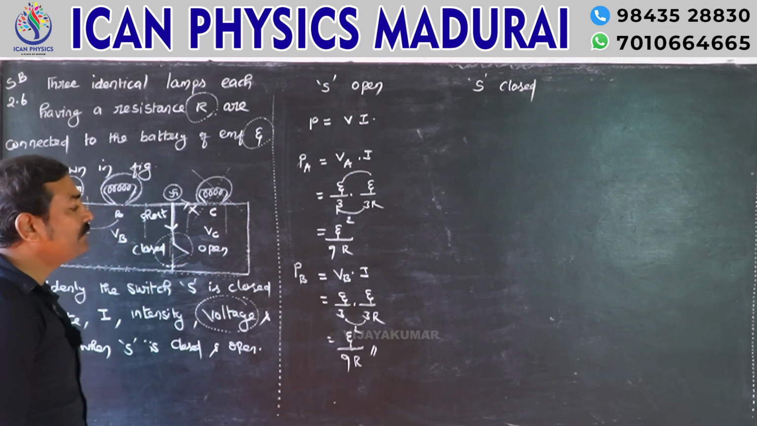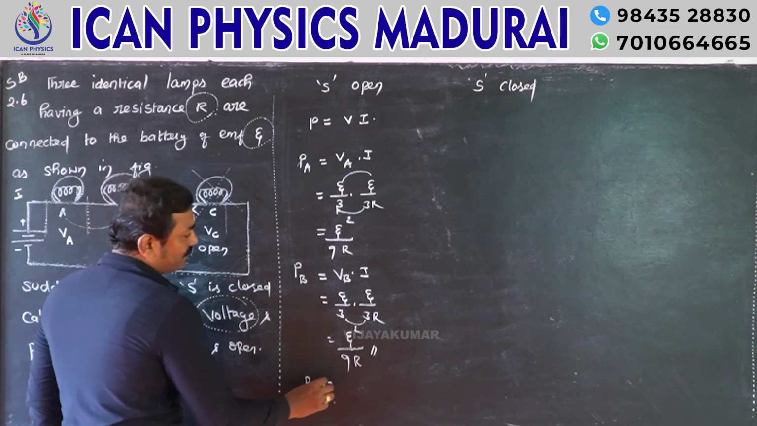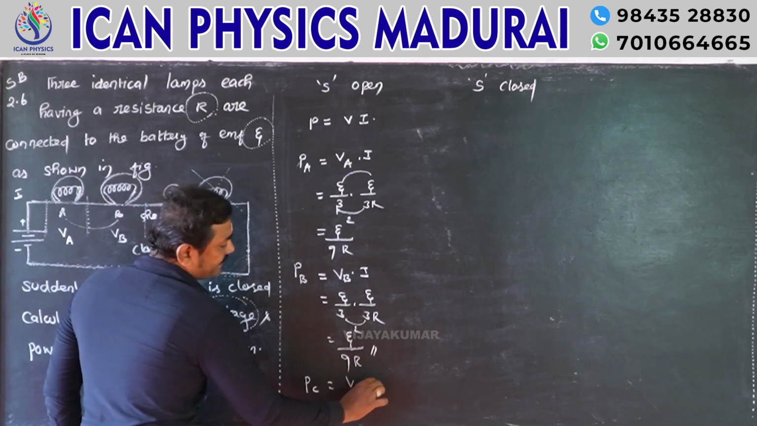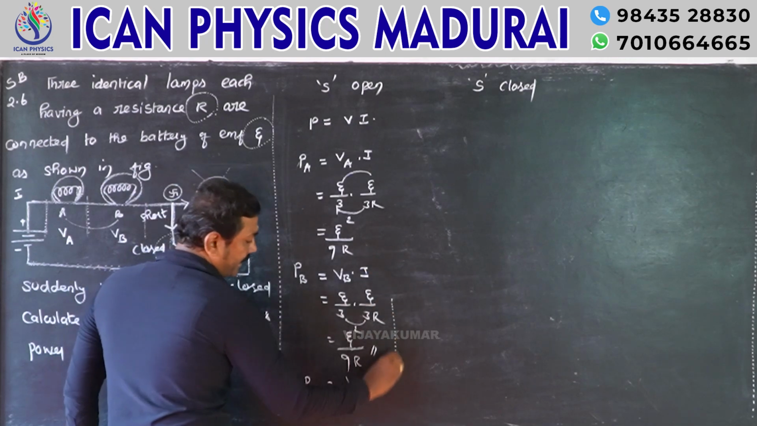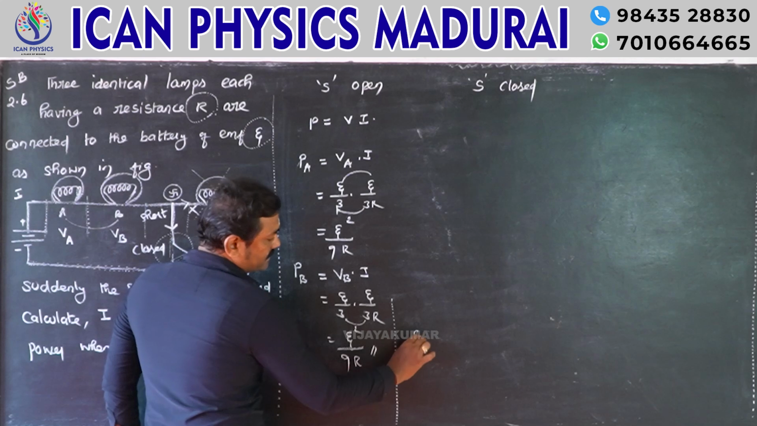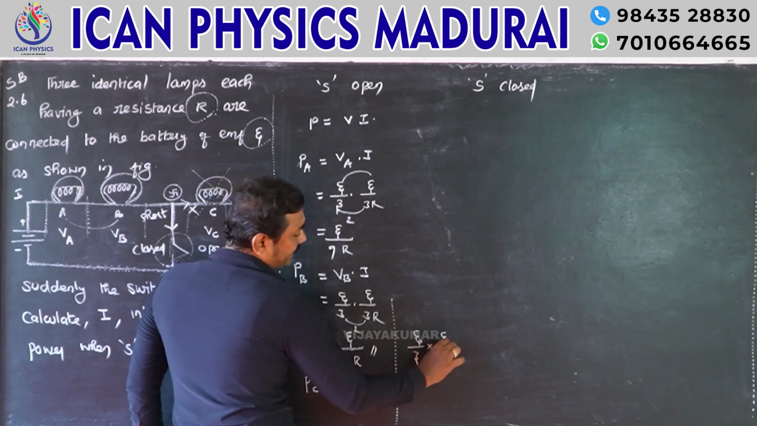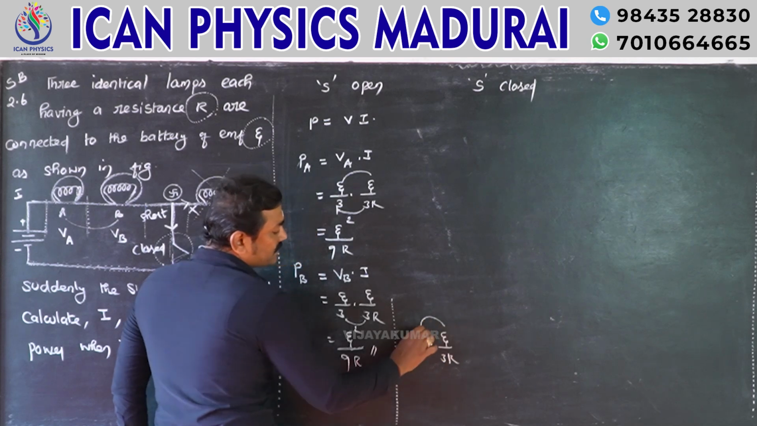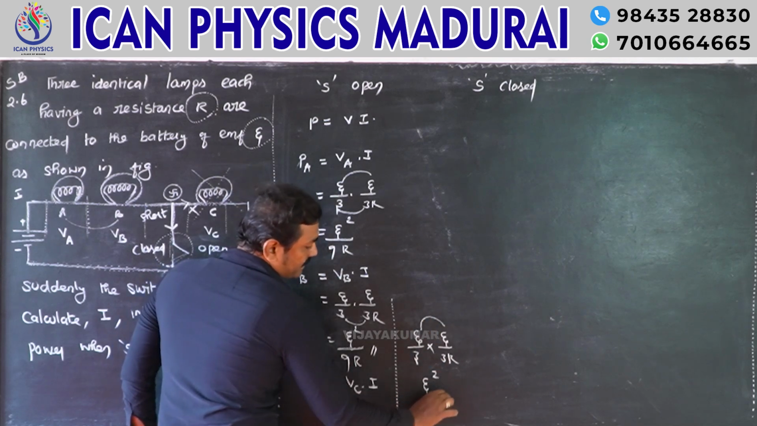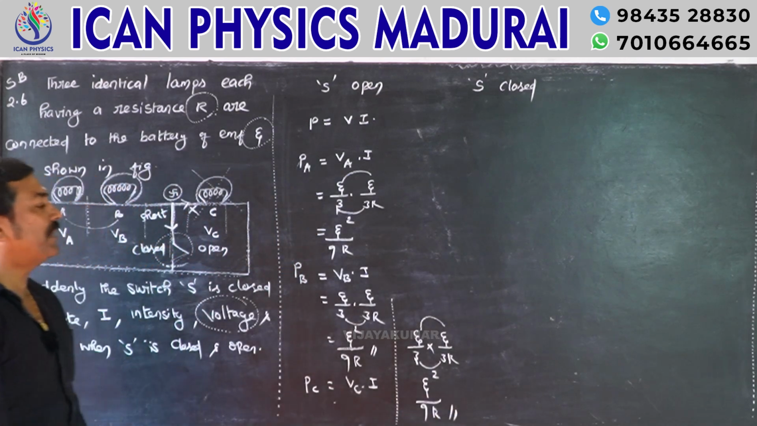Okay, do you get it now? So the power across the third one is VC into I. What is VC? That is ψ/3 into I, which is ψ/3R. So ψ into ψ, ψ squared, 3 into 3, 9R. So this is the power.